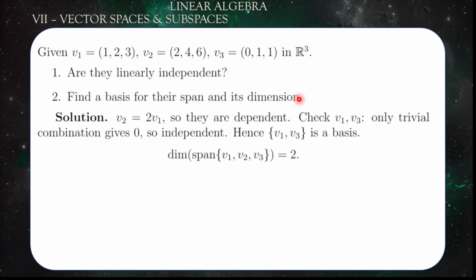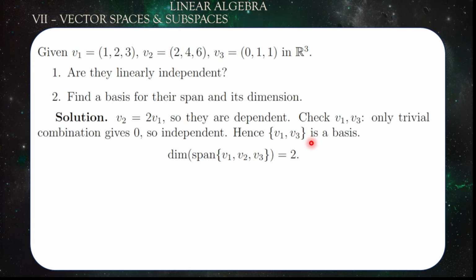Let's check v1 and v3. Between v1 and v2, they are dependent. For v1 and v3, only the trivial combination gives 0, so they are independent. They are completely unique. Hence, v1 and v3 form the basis. These are the two generators, the two uniquely independent vectors that cannot come as a combination of each other. You cannot generate one vector from the other, so they form the basis.